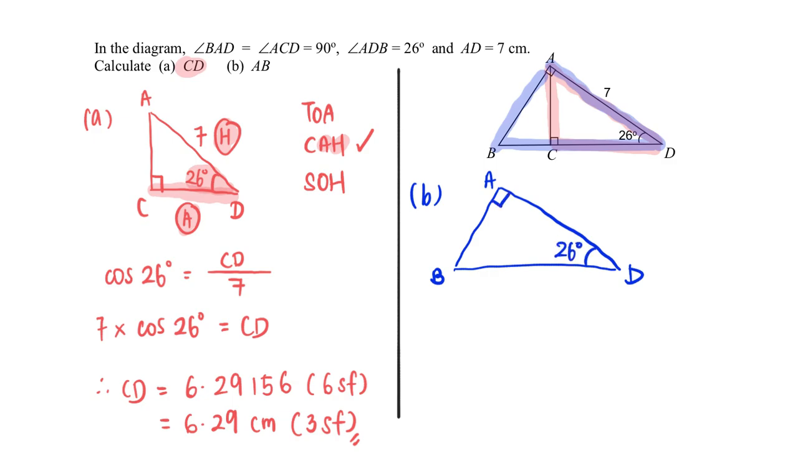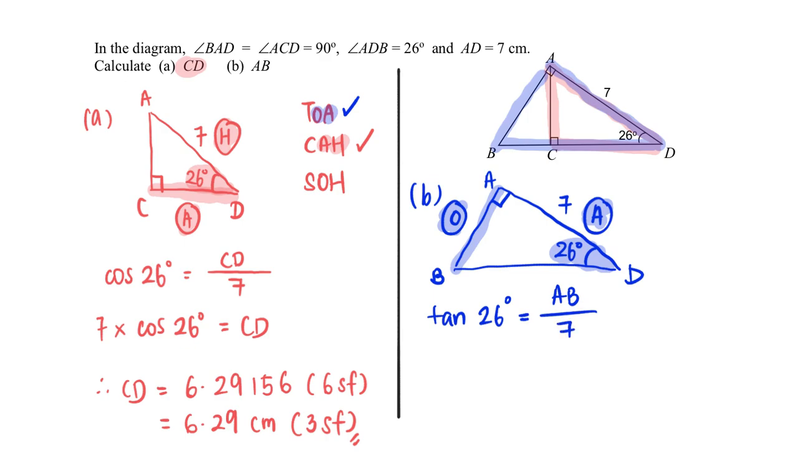Again, I have 26 degrees and 7 here. We are supposed to find here. So with respect to this angle, 26 degrees, this is my opposite side, and this happens to be my adjacent side. So now I have my O, I have my A. So for part B, I'm going to use tangent ratio of 26 degrees. Opposite over adjacent.